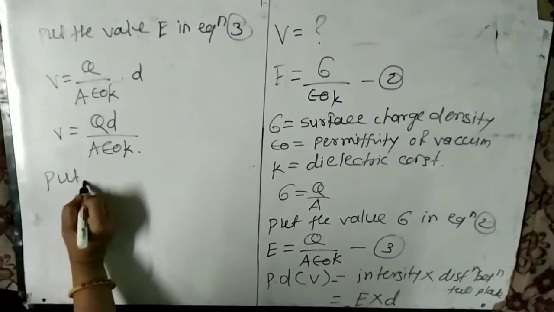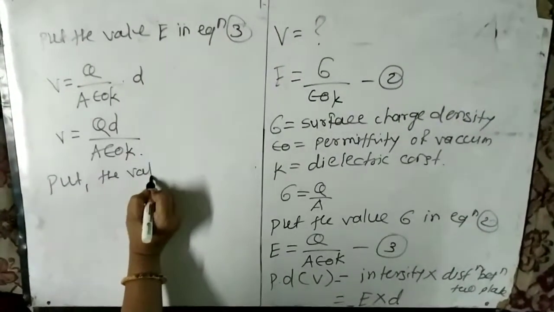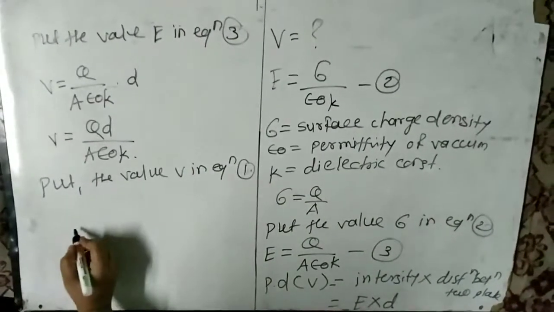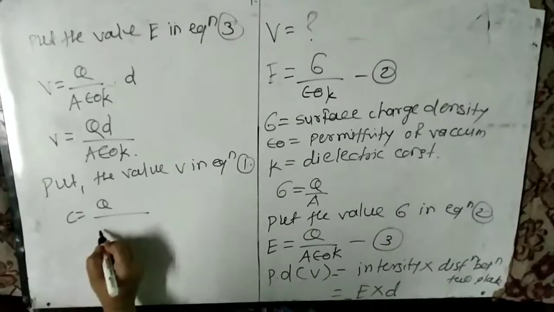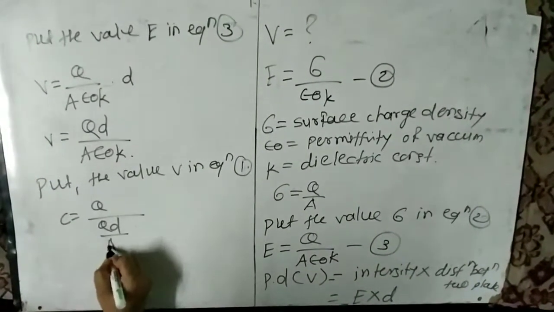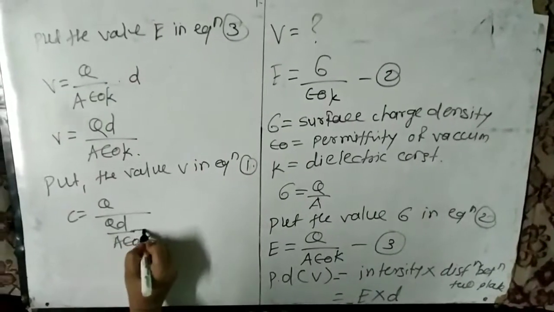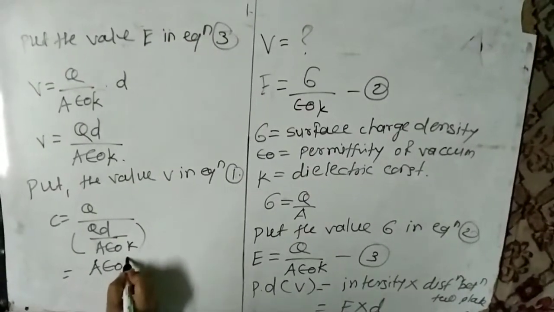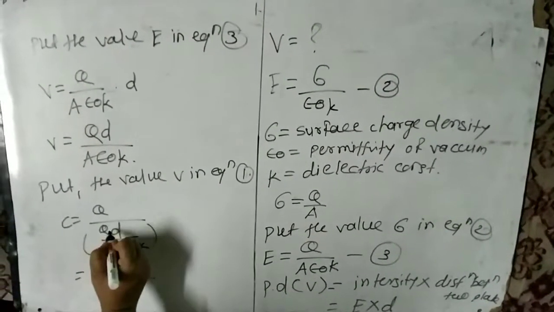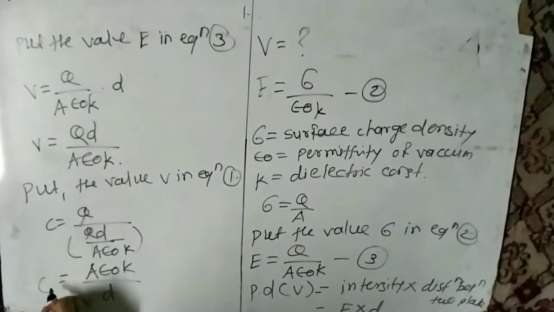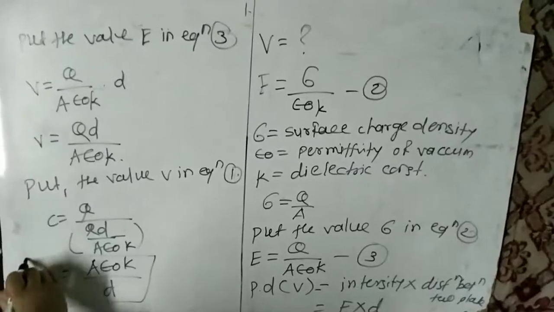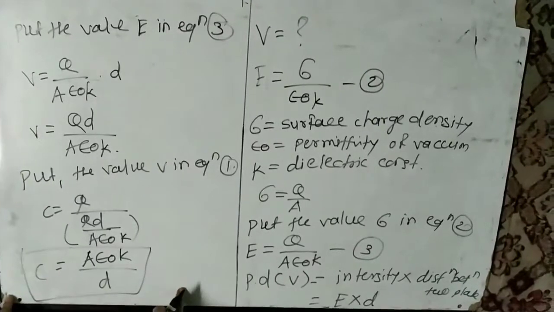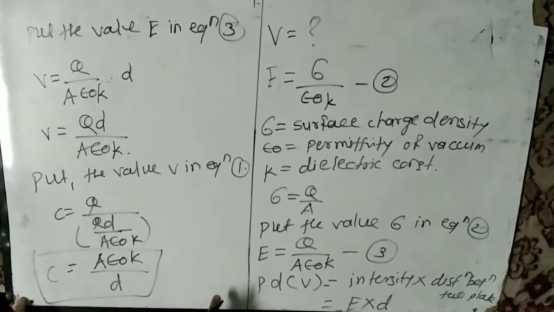Again put the value of V in equation first. So C equals Q upon Q d by A epsilon 0 K. Again modify this equation: A epsilon 0 K divided by d, because the Qs get cancelled. So C equals A epsilon 0 K divided by d. This equation is known as the capacity of a parallel plate condenser, and this is a complete 4 marks answer.